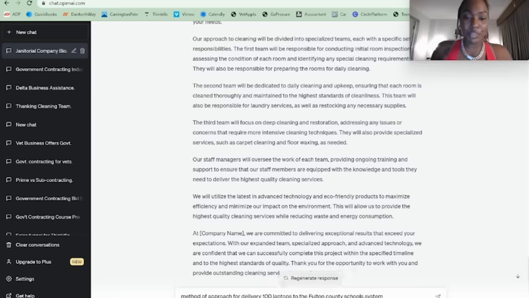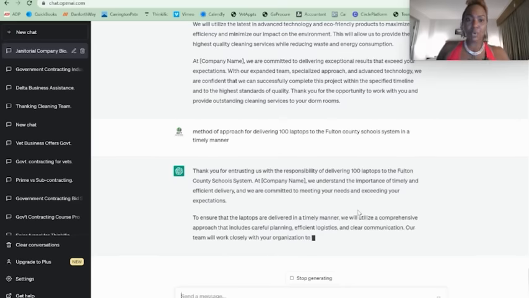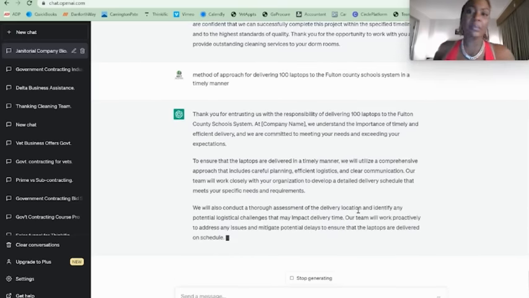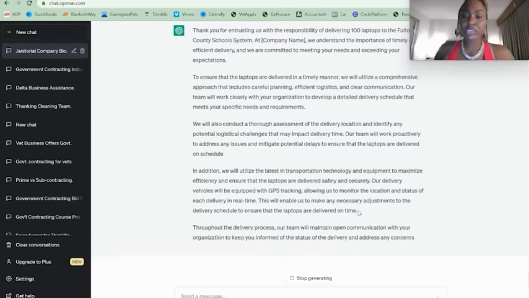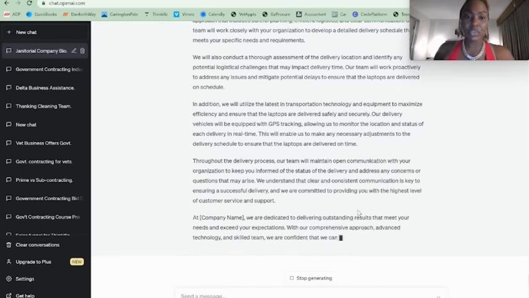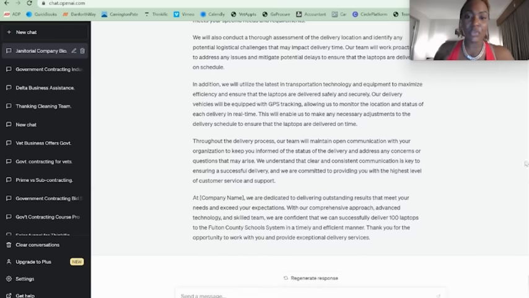So, method of approach for delivering 100 laptops to the Fulton County school system in a timely manner. So the pleasantries, of course, thank you for entrusting us. That's going to be if you have to write something. But this is highlighting exactly how you understand the mission, you understand the assignment, and this is what you're going to use. Like, this is so dope.